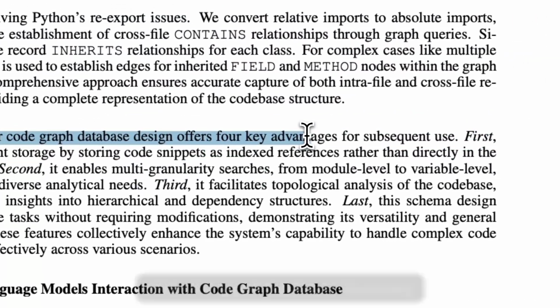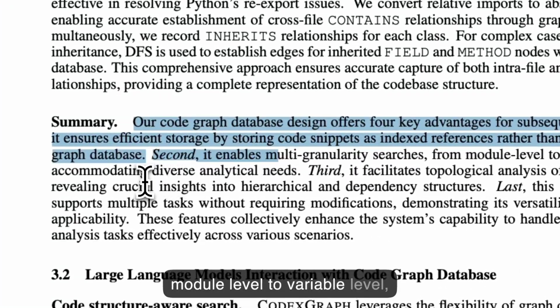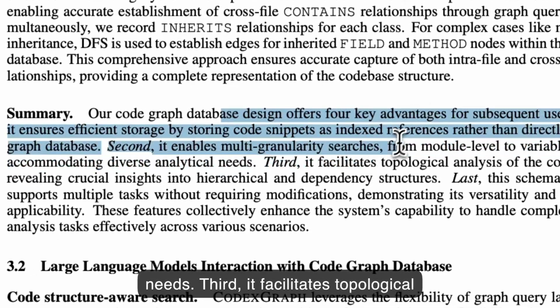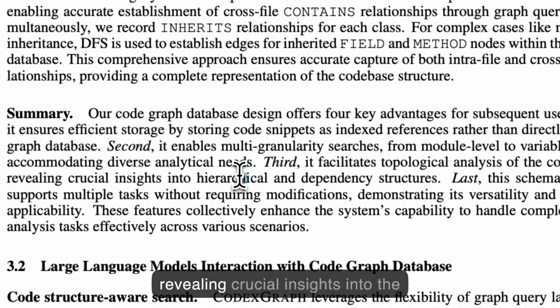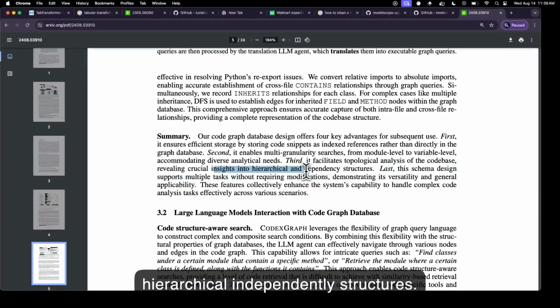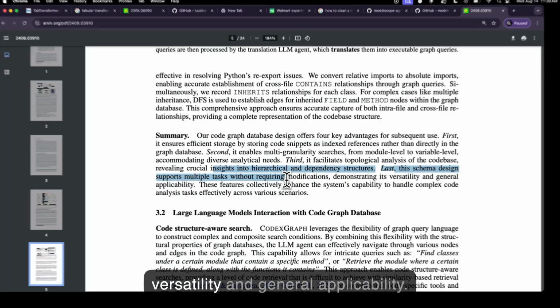Summary, their code graph database offers 4 advantages. First, it ensures efficient storage by storing code snippets as index references rather than directly in the graph database. Second, it enables multi-granularity searches from module level to variable level, accommodating diverse analytical needs. Third, it facilitates topological analysis of the code database, revealing crucial insights into the hierarchical dependency structures. Lastly, the schema design supports multiple tasks without requiring modifications, demonstrating its versatility and general applicability.